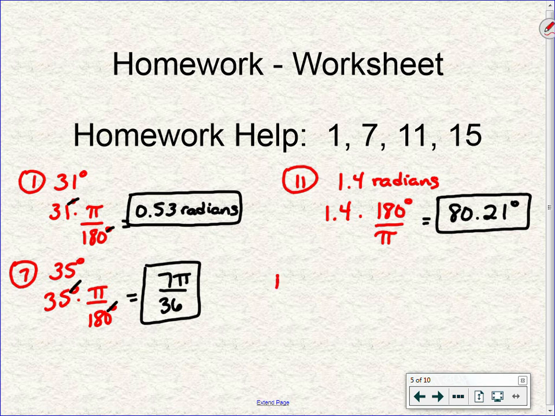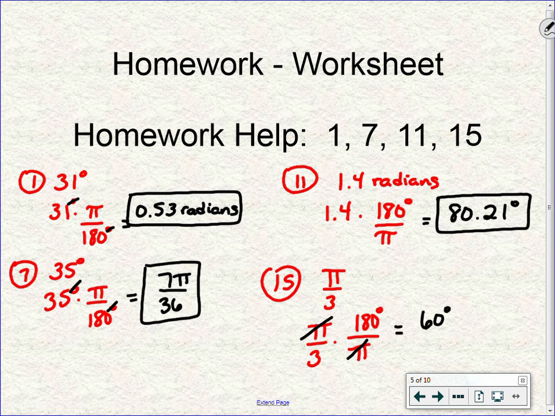And finally, number 15. Convert the radian measure to an exact degree measurement. Now this is like what we did on our notes. Pi over 3 is our first one, and I want you to convert that to a degree measurement. So pi over 3 times, now I want degrees, so we have to have degrees in our numerator, over pi. The nice thing here, the pi's will cancel. 180 divided by 3 is 60 degrees.